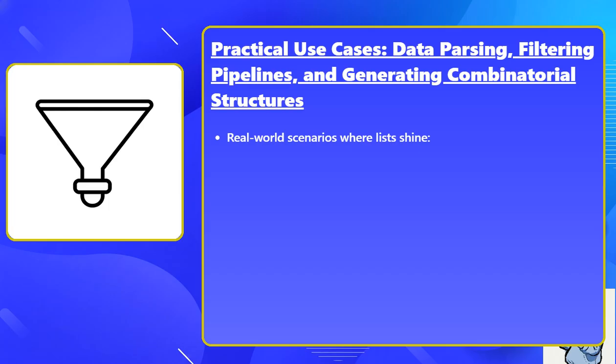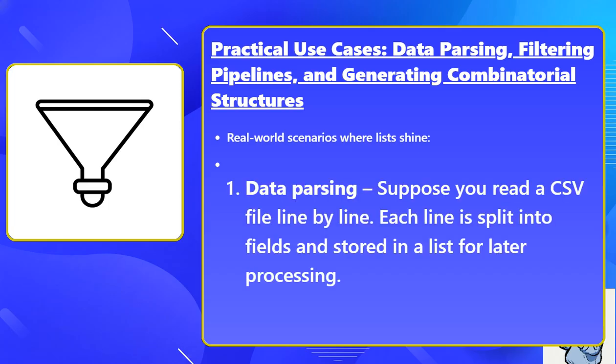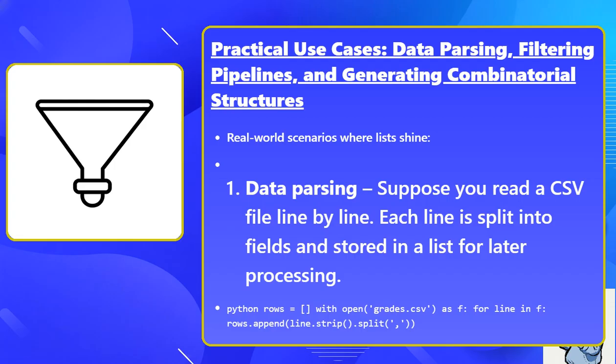Real-world scenarios where lists shine. 1. Data parsing. Suppose you read a CSV file line by line. Each line is split into fields and stored in a list for later processing. rows = [], with open grades.csv as f: for each line in f: rows.append(line.strip().split(',')).